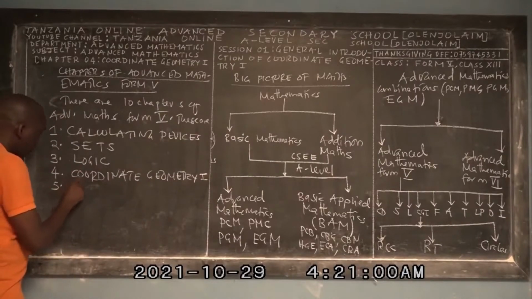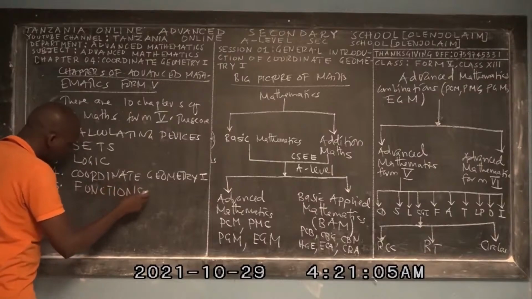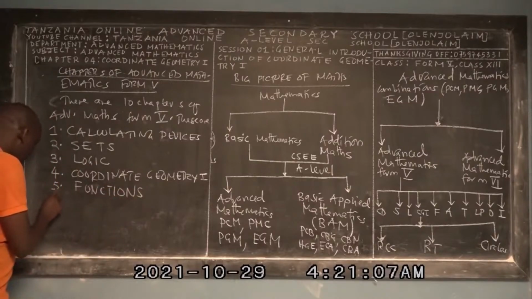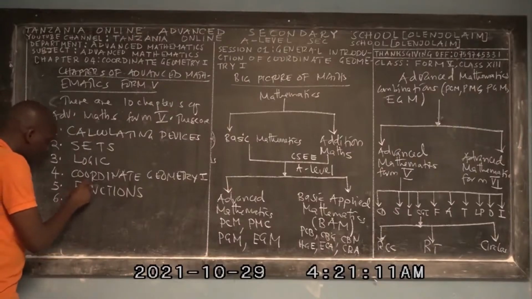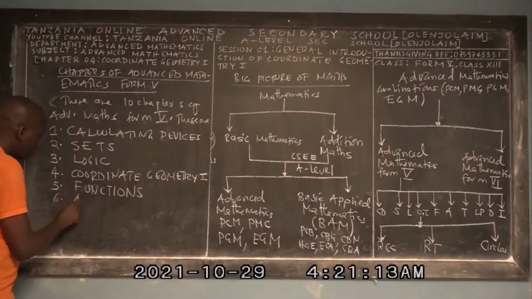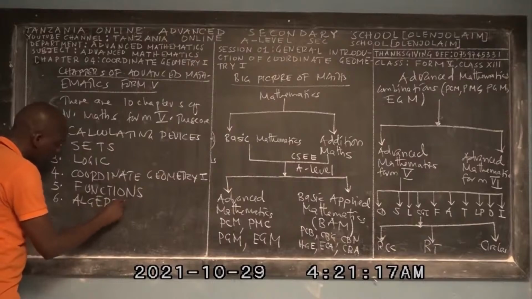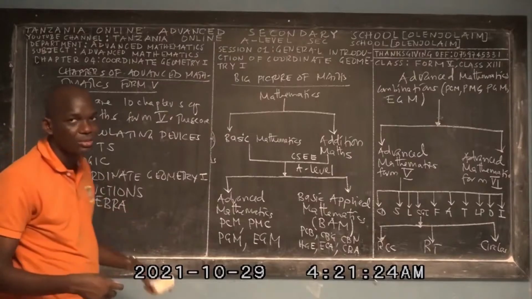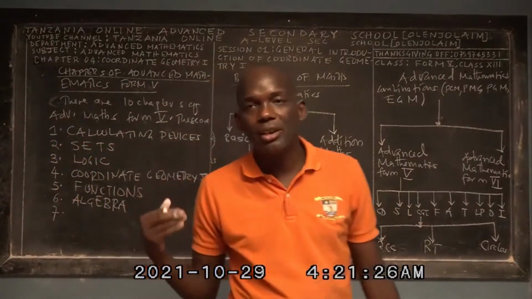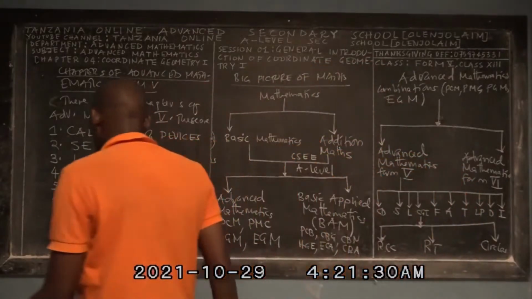The fifth topic, we call it functions. We'll be learning different types of functions, the exponential function, absolute functions, so many types of functions. The sixth topic is one of the longest topics, but very interesting. That's called algebra. Previously we had algebra 1 and algebra 2, but in the new syllabus algebra 1 and 2 have been compressed into one topic. So you have to be updated.